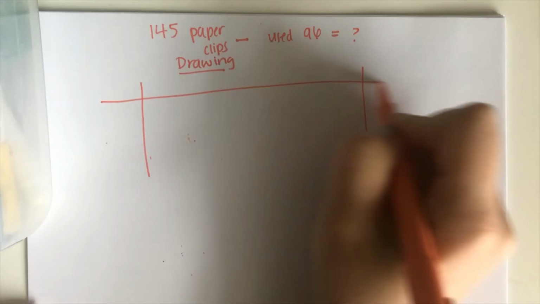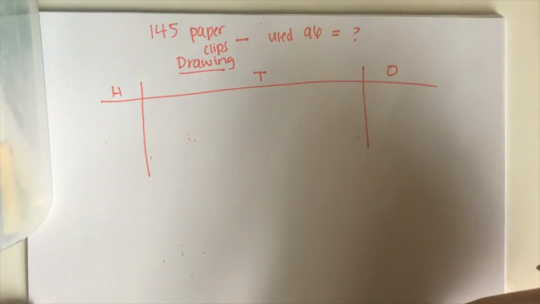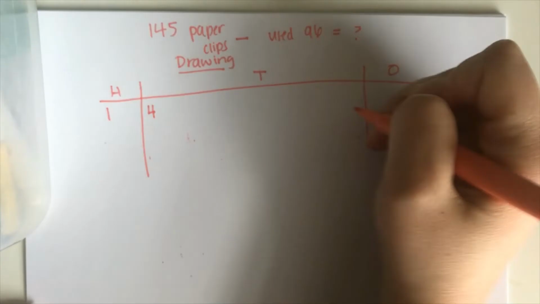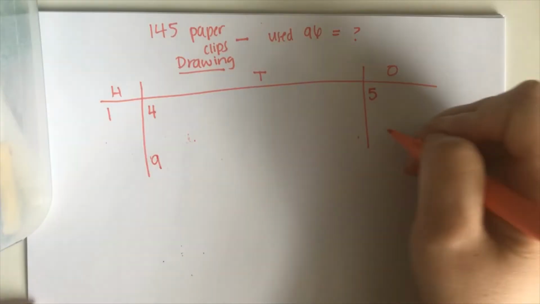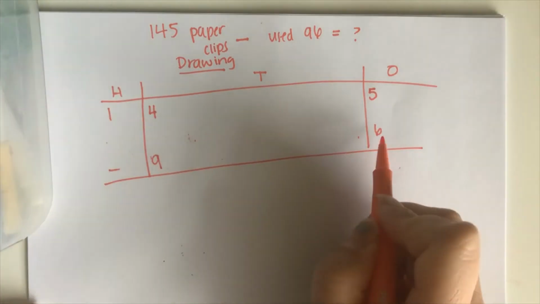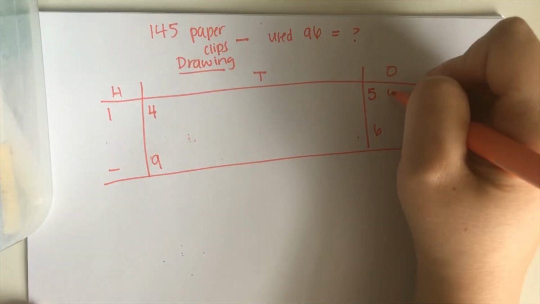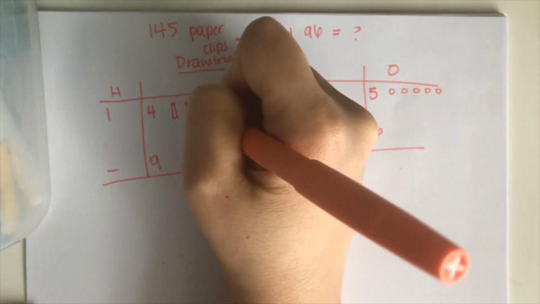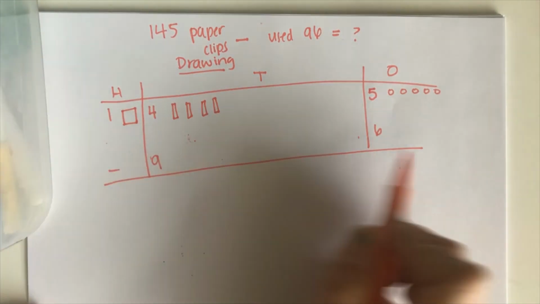Going to set up my hundreds, tens, and ones. And we're going to do it where we write the top number, make sure it's the bigger number, and then we're going to write our bottom number in, and make sure that you're thinking about which one is the hundreds, which one is the tens place, which one is the ones place. Then I'm going to draw my top number, and then I'm going to cross out my bottom number.